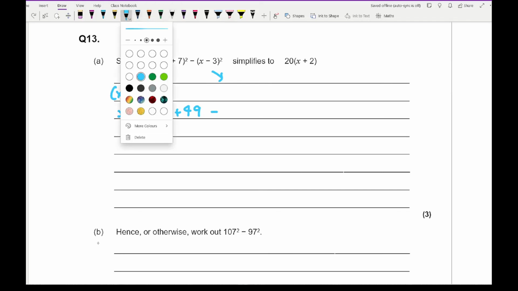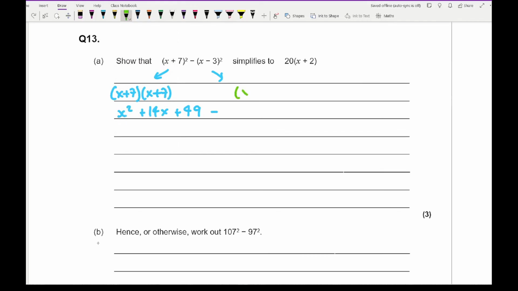Let's go for this one. So here I've got x minus 3, x minus 3. Now with this you do need to be careful with the brackets, with the negatives rather. So what I'm going to do is I'm going to swap this and put this in brackets. I've got x squared minus 6x plus 9.